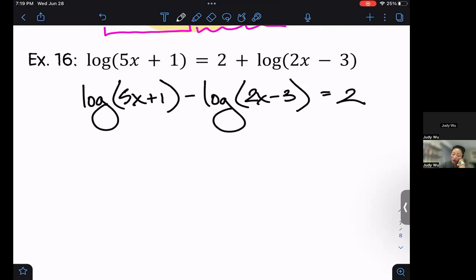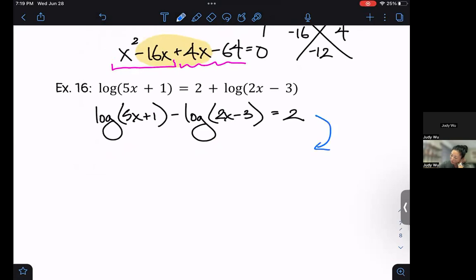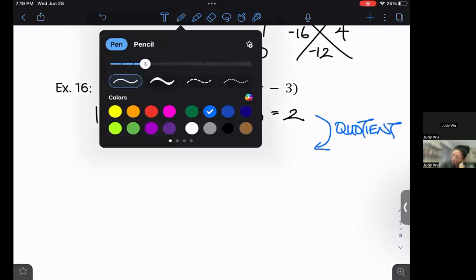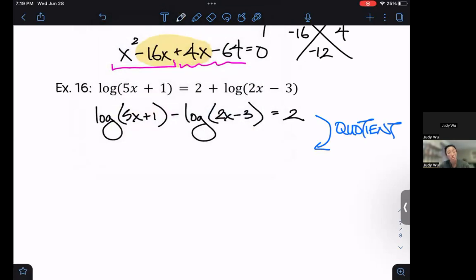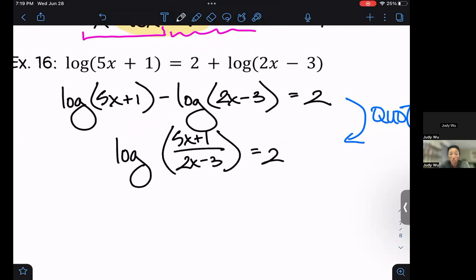All right. Now, unlike 15, this is not a plus sign. This is a minus sign. Because it's a minus sign, I don't want to use the product property, but rather I want to use the quotient property. Okay, so not the product, but the quotient. What does that mean? It means I have log of 5x plus 1 over 2x minus 3 equals 2.